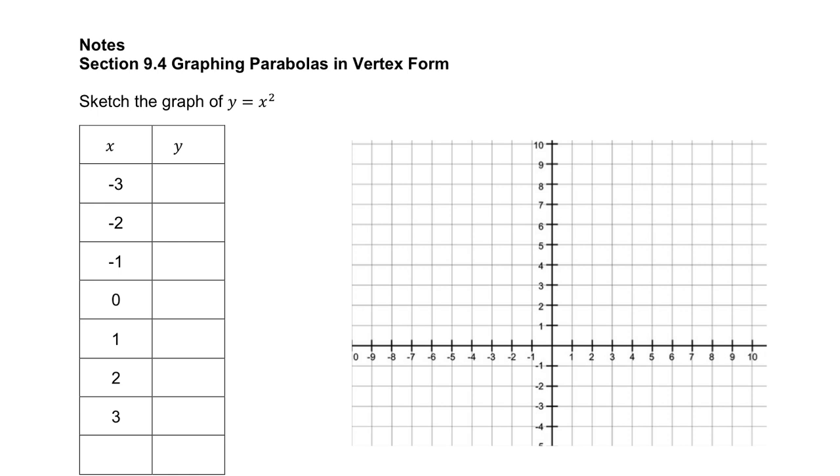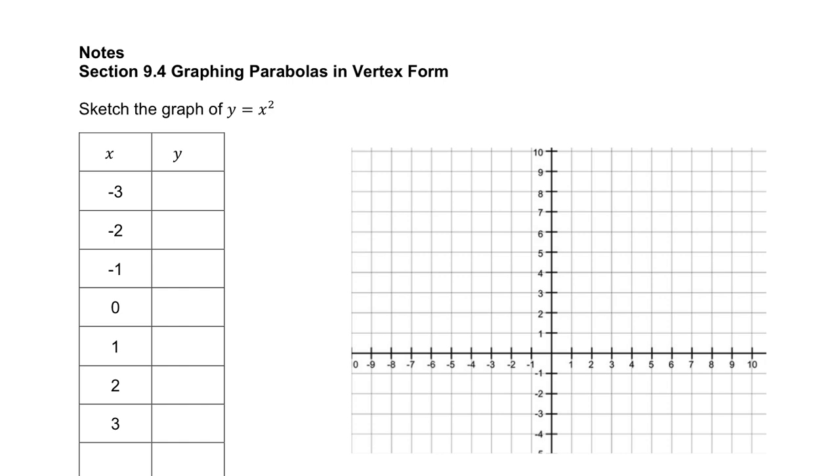So in 9.2, we did standard form, so that was y equals ax squared plus bx plus c. And that was what we did last time, where we did the AOS. And remember, we used a, b, and c. We did the AOS, we did the vertex, we did the y-intercept. Okay, so that was standard form.